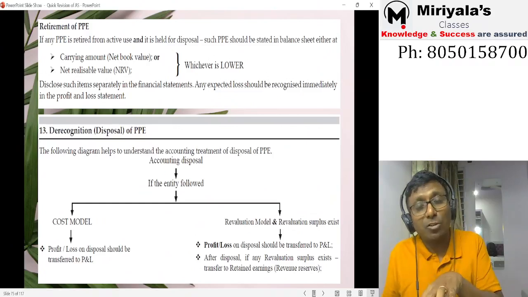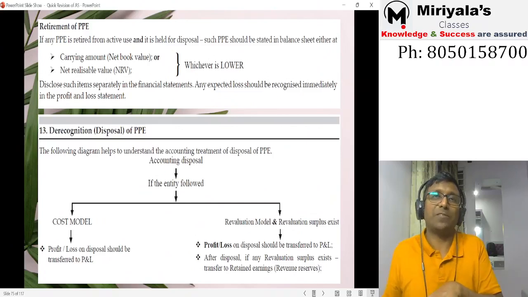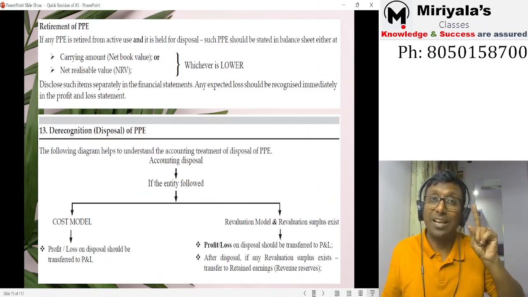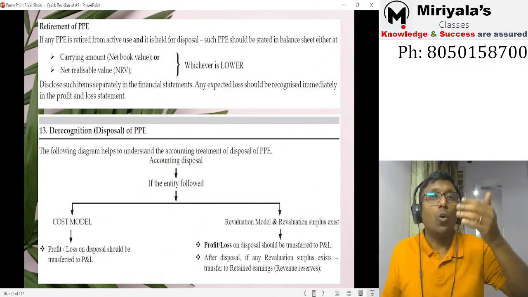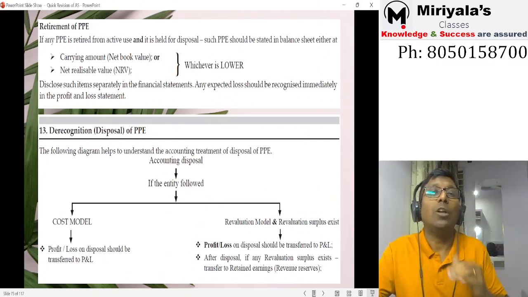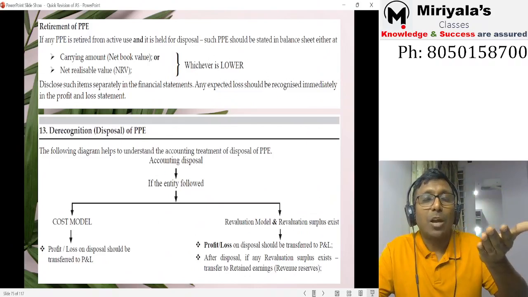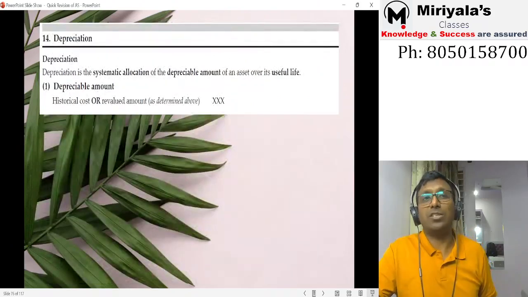Suppose there is a revaluation reserve related to this specific asset. That should be transferred to retained earnings. It is a movement within the statement of changes in equity, from one reserve to another reserve. That means it will be transferred from the revaluation reserve account, debit, to retained earnings. It will never be routed through the profit and loss statement.